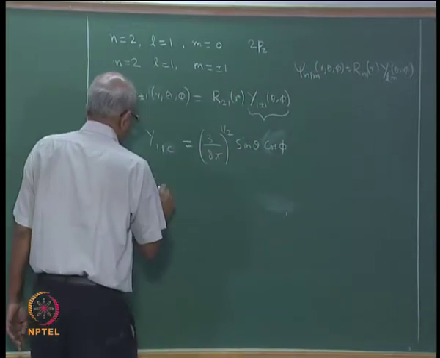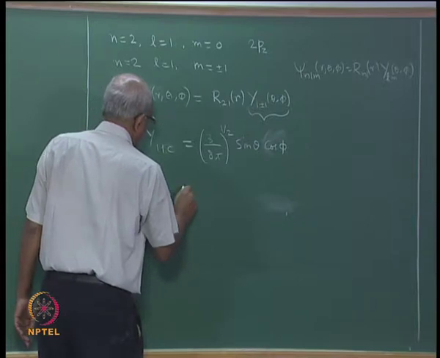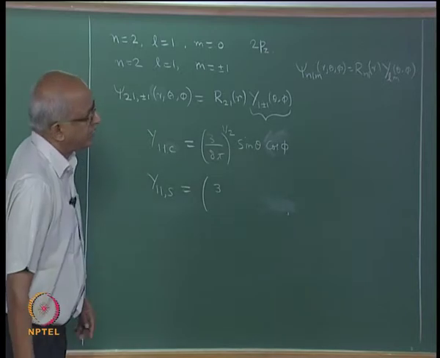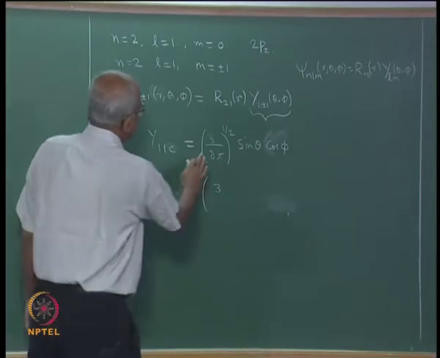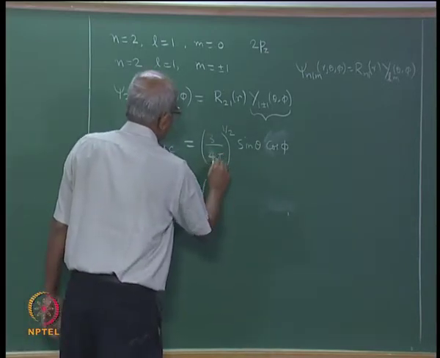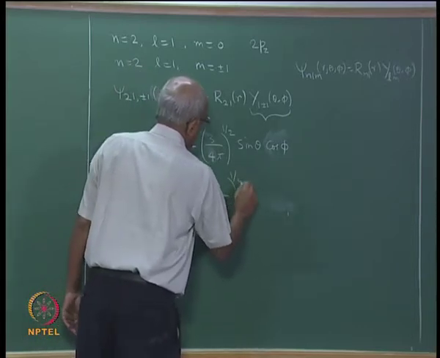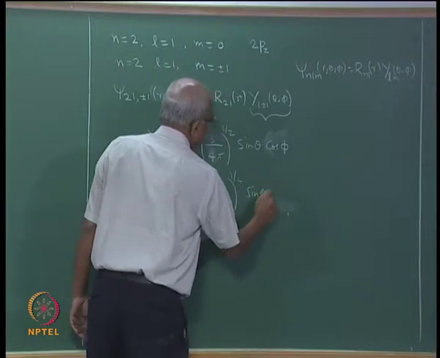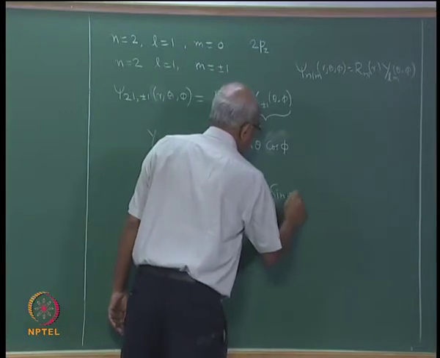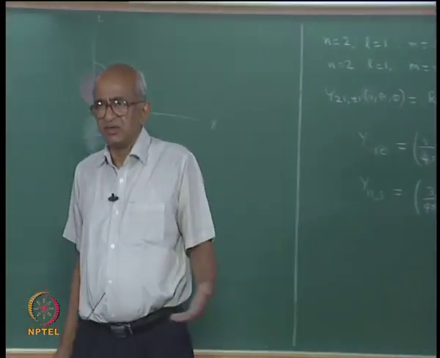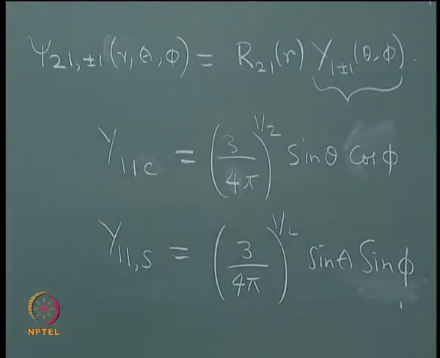and the other possibility is Y11s, which will be defined to be, well, the normalization factor is a little bit different. You will get 3 by 4 pi to the power of half, sin theta sin phi. So, these are the functions. These are the angle dependent functions. We simply make use of them because the functions are real, and therefore easier to visualize.